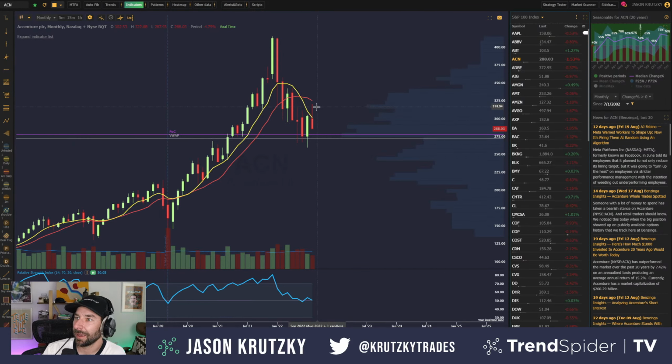You've got a bit of a shooter here on the monthly, so it could come into a little bit of trouble here if it does continue to fail and go lower. Really going to want to see that point of control, volume weighted average price area hold up. If that does not hold up, could be problematic. And they have tested it quite a few times.